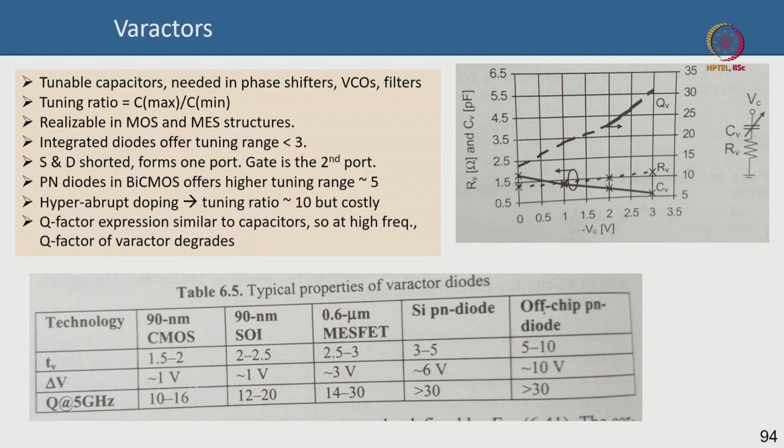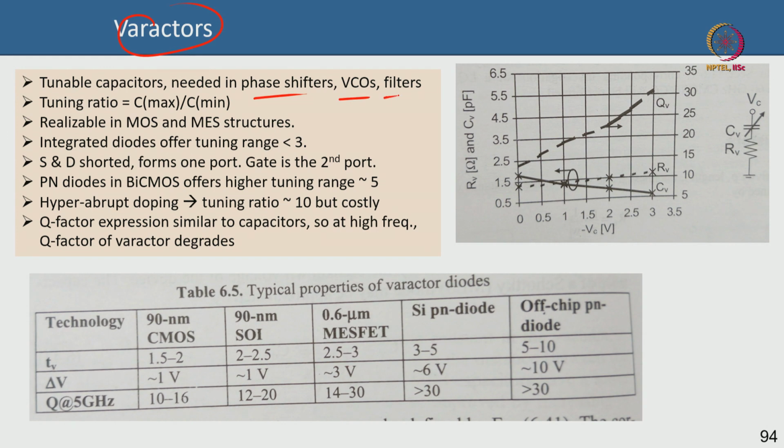Next thing we look at is the varactor, and if you recall in one of our earlier lectures of this course, maybe lecture 10 or 12, we talked about varactors. Varactors basically are variable capacitors or tunable capacitors, and they are very useful, as we also talked about in lecture 10 to 14 or something like that. We talked about tunable capacitors or varactors in things like phase shifters, VCOs, filters, etc.